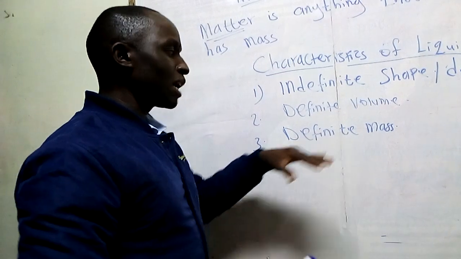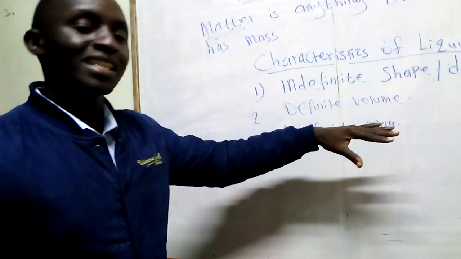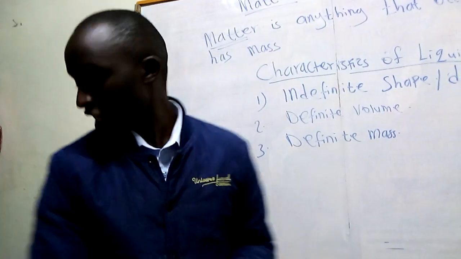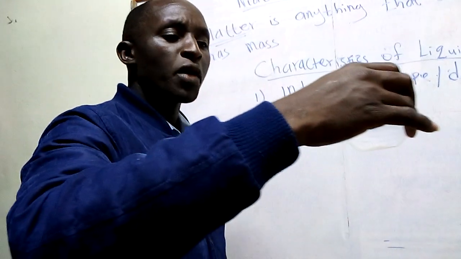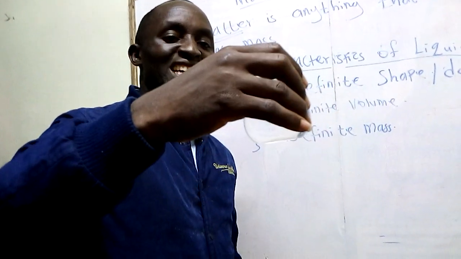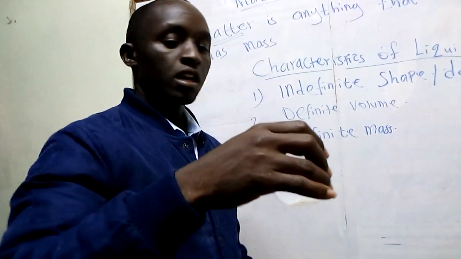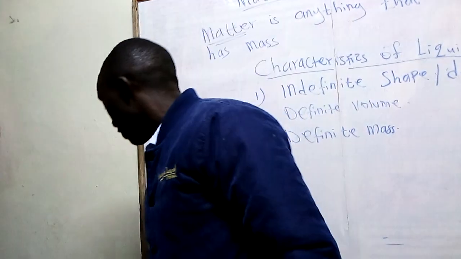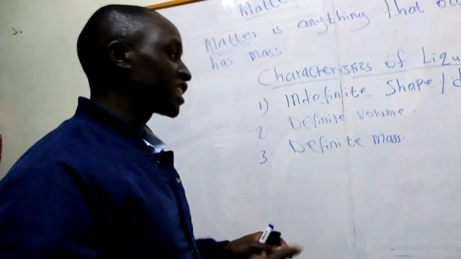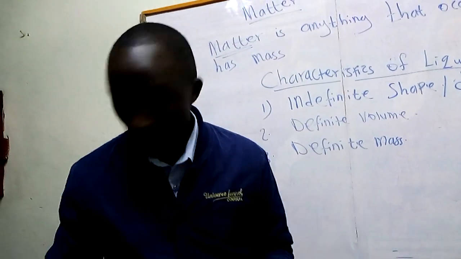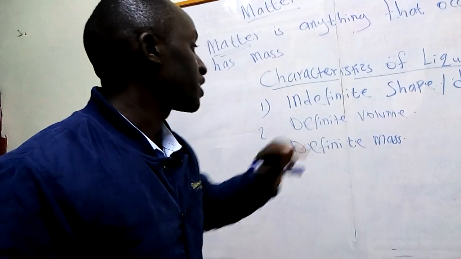But again, when it comes to definite mass, it doesn't change. If I take this amount of water and place it on a weighing machine, and we find that it is a half kg, the mass won't change. Even if I measure with whichever instrument, it will remain the same. And that's why we say it has what we call definite mass.